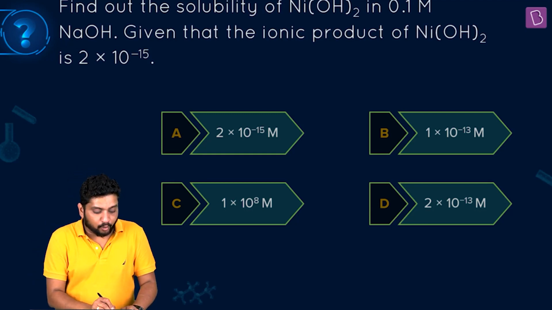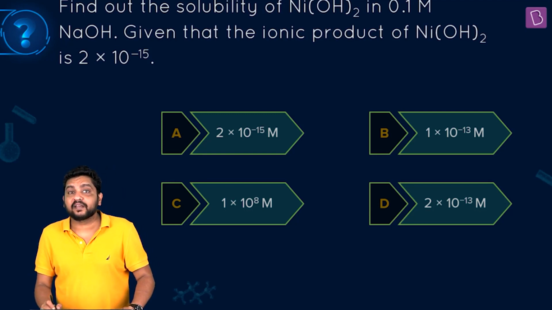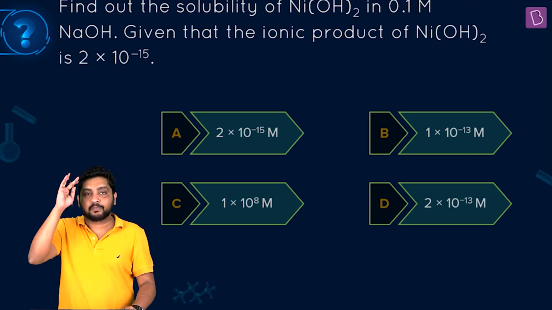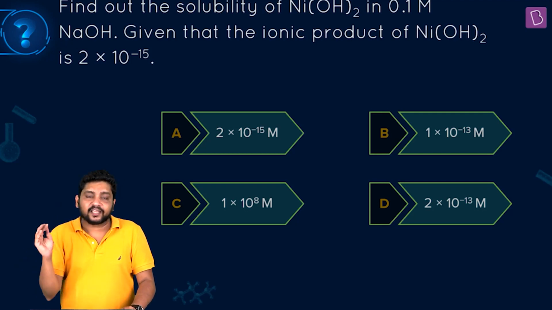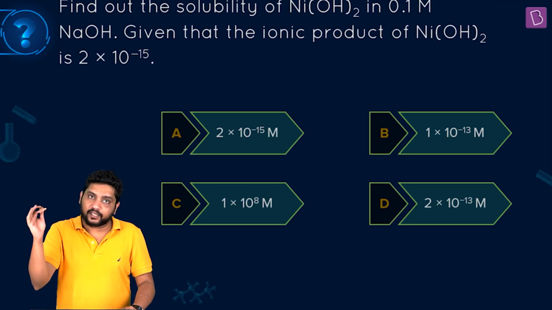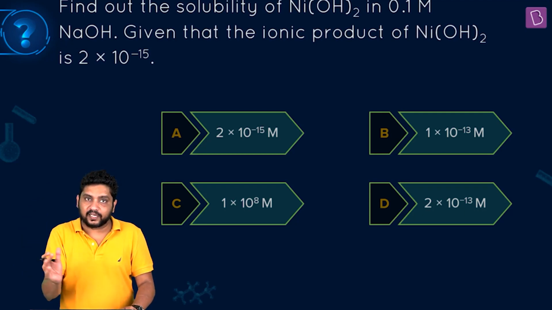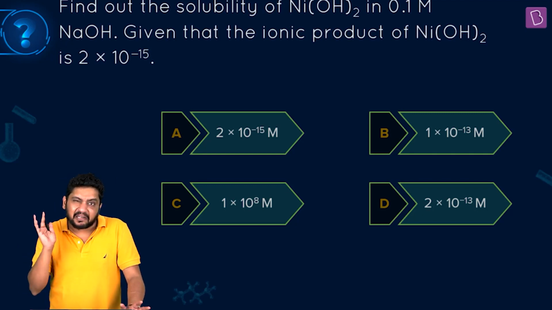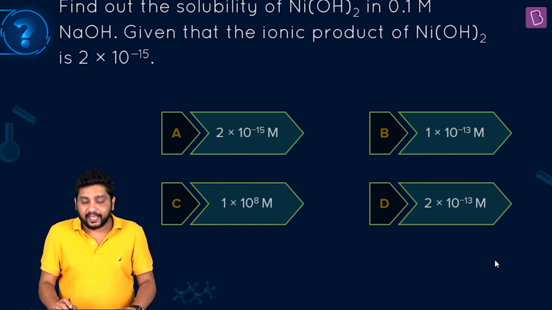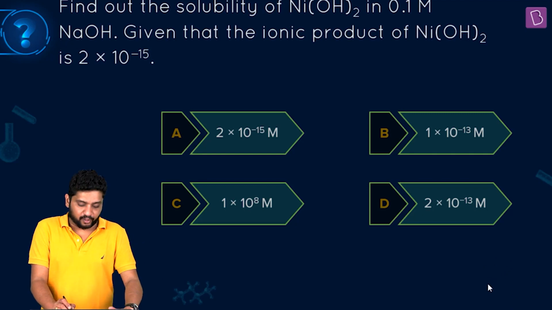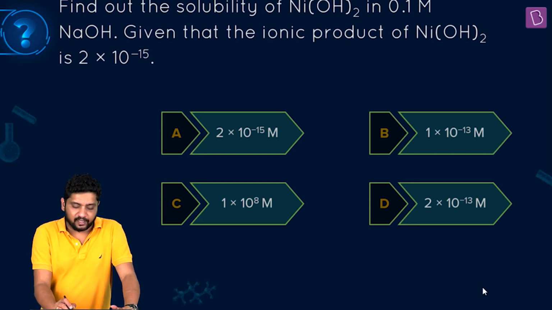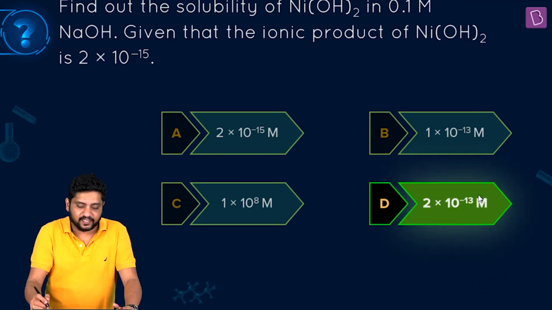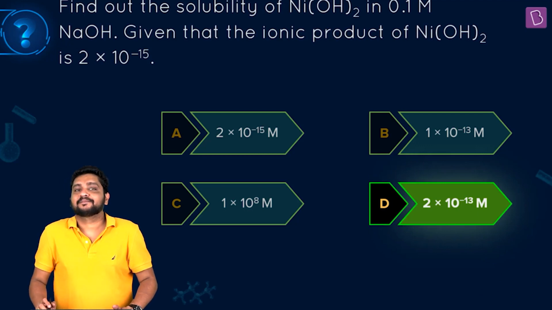Who is the common ion? OH-. Where is OH- coming from? From NaOH. Strong base, 0.1 molar. So high a value that the reaction got pushed back. Their solubility got reduced greatly because of the common ion effect, because of Le Chatelier's principle, if you want to look at it that way. And the final answer that we got for molar solubility S was 2 into 10 to the power minus 13, which is option D.